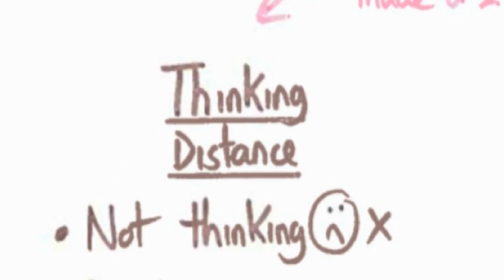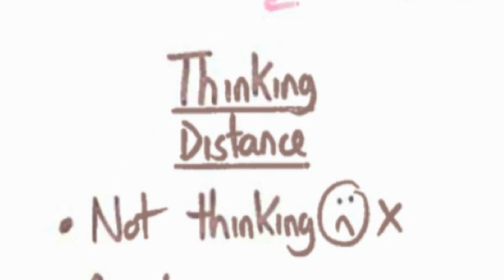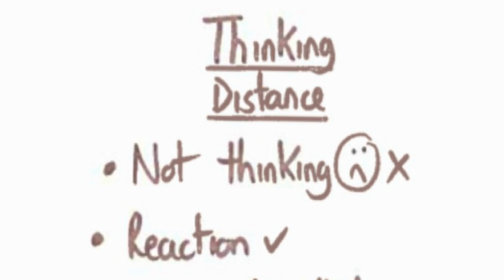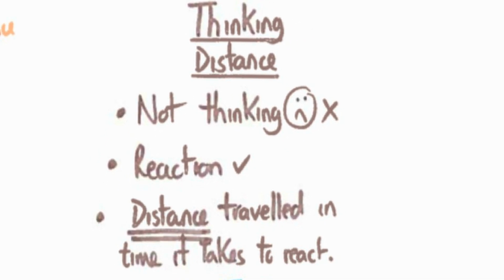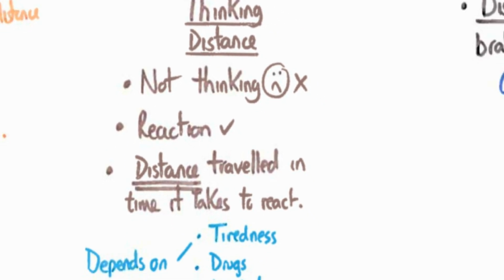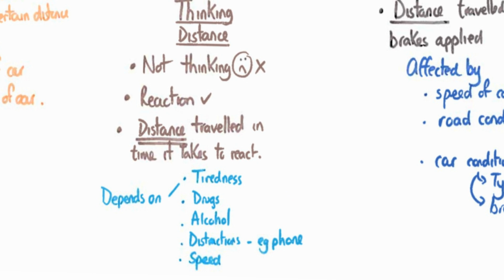The thinking distance is not when you're thinking about braking. You're not going to say, oh, should I brake now? It's the reaction time, really. And it's not even a time. It's actually to do with how far you travel whilst your body is reacting to the trigger. So it's the distance travelled and the time it takes to react. And of course, your reactions depend on tiredness, whether you're on drugs or alcohol, any distractions like using the phone or listening to the radio, and the speed of your car obviously is a factor.